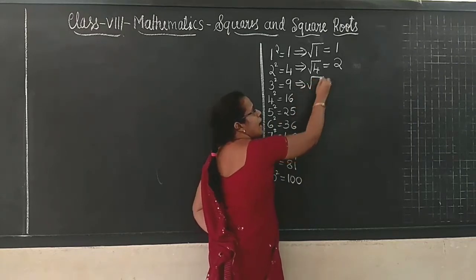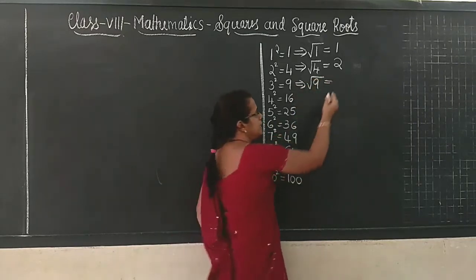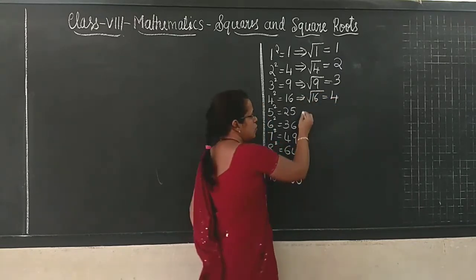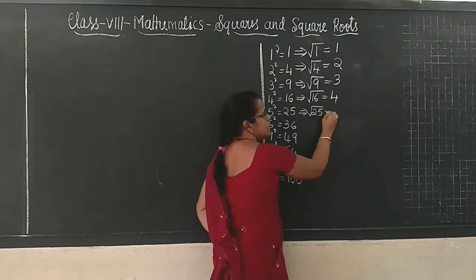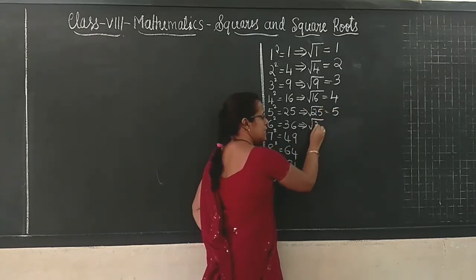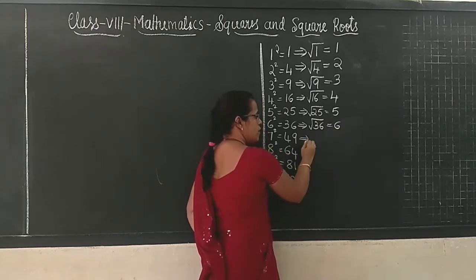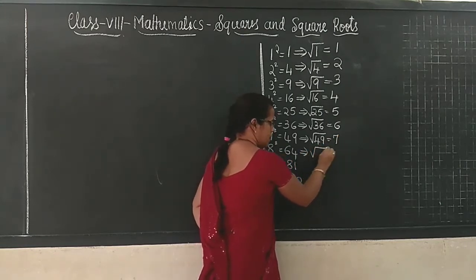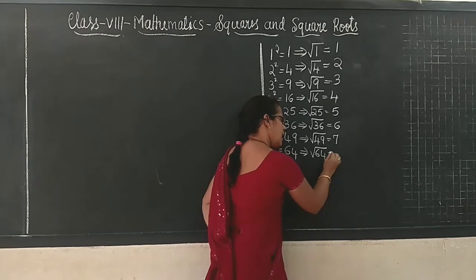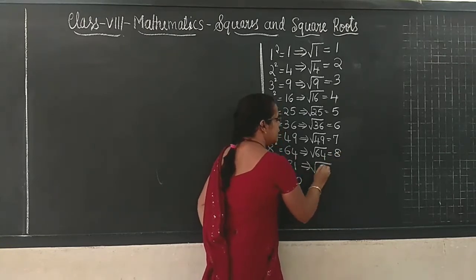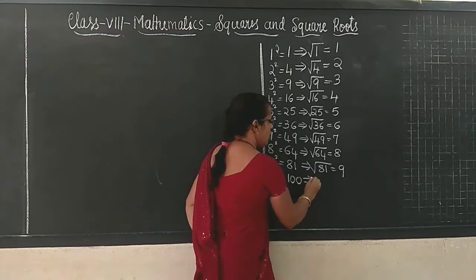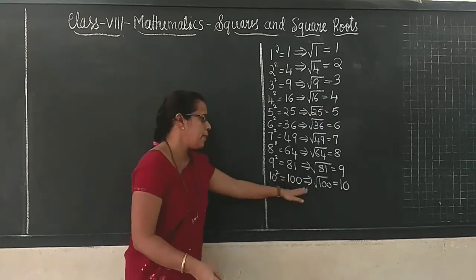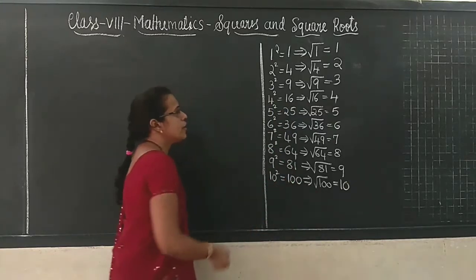So now square root of 9 is 3. Next, square root of 16 is 4. Square root of 25 is 5. Square root of 36, 6. Square root of 49, 7. Square root of 64, 8. Square root of 81, 9. Square root of 100, 10. Very easily we can write after comparing squares. Okay children, so this is the way of writing the square root.